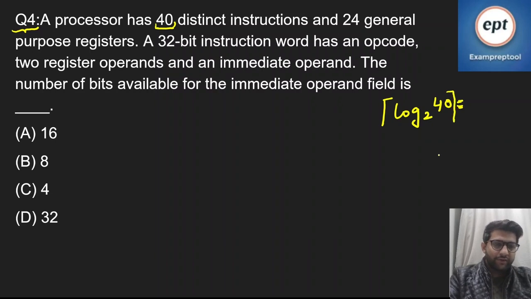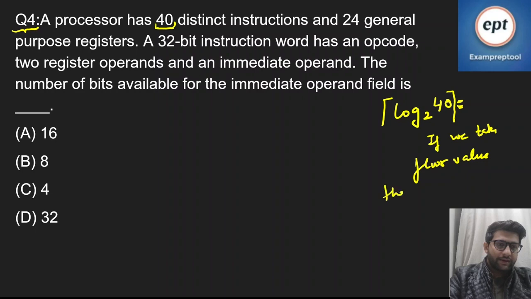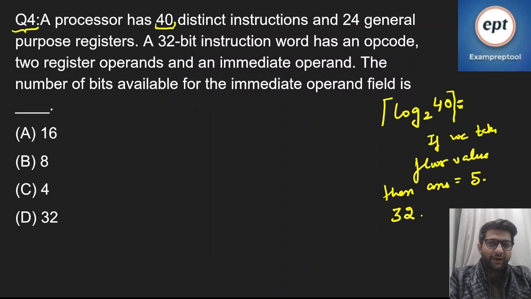Why? Because if we take the floor value, then the answer will be 5. But if we take only 5 bits, then we will be able to represent only 32 values, right? And what we want is at least 40 different values. So if we want at least 40 different values, we will have to take the ceil value. So this will be 6, right?